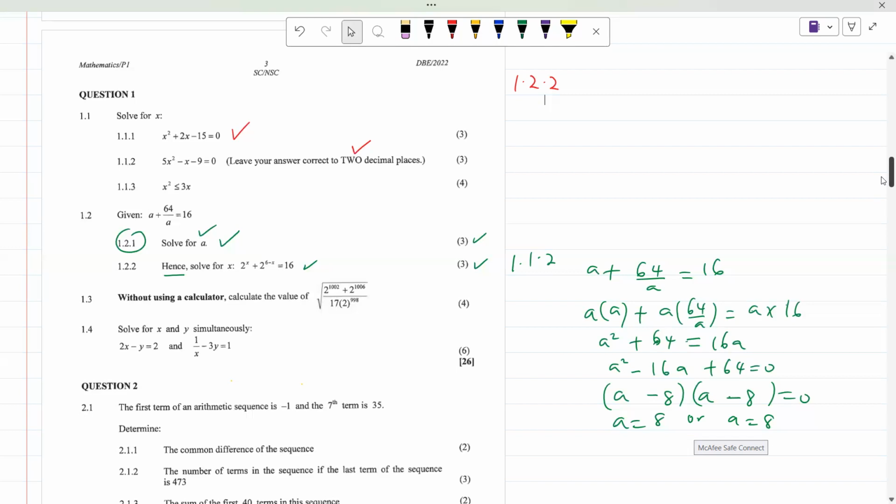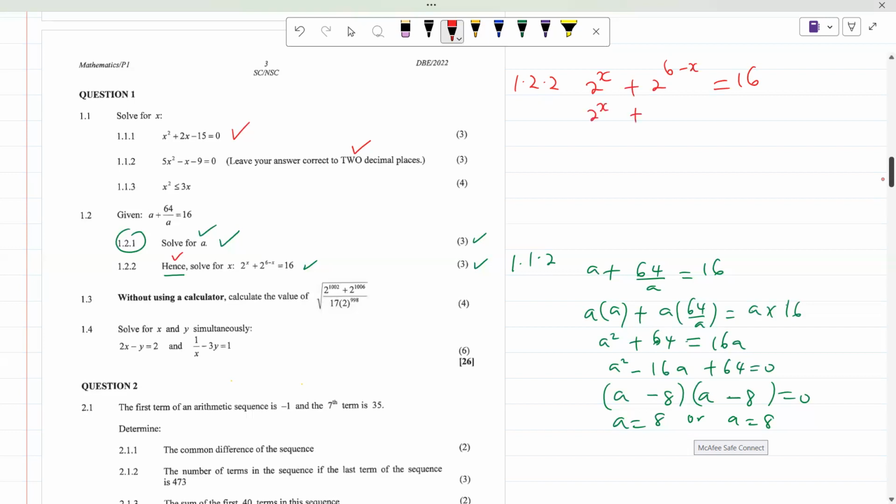Right, but obviously this one is a pilot program, so it's being piloted. Now we are looking at 1.2.2. We need to solve for x. And what are we given? We're given 2 to the power x plus 2 to the power 6 minus x is equal to 16. So can we be able to solve this? Well, the answer is yes, but the examiner said hence, so it means we're going to use the above result.